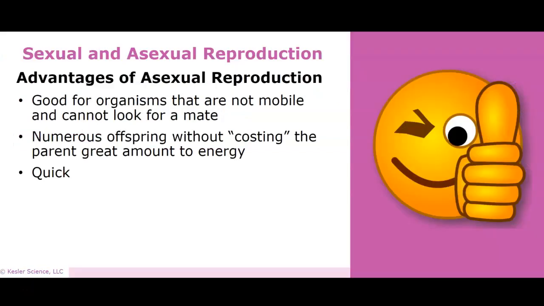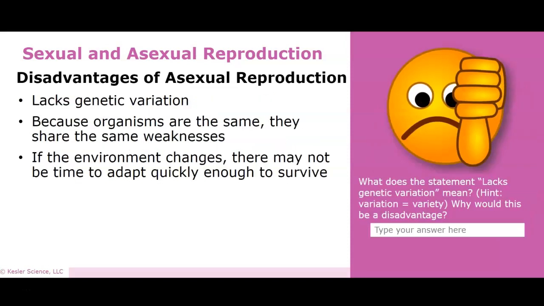So there's advantages of asexual reproduction. If an organism is not mobile and it can't look for a mate, it can reproduce. You can make lots of offspring without costing the parent any great amount of energy, and it's very fast. The disadvantage is if there is a genetic issue in the parent, it will be reproduced in the children. They'll have the same weaknesses. As the environment changes, they cannot adapt very quickly, and they can actually become extinct.